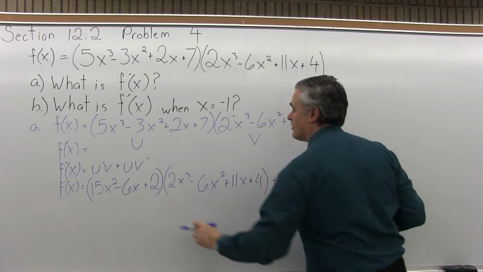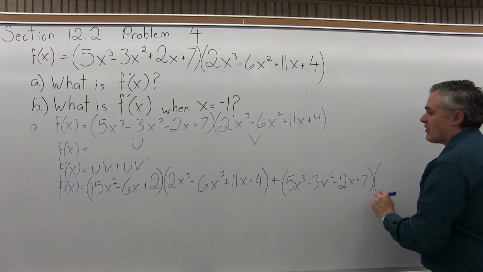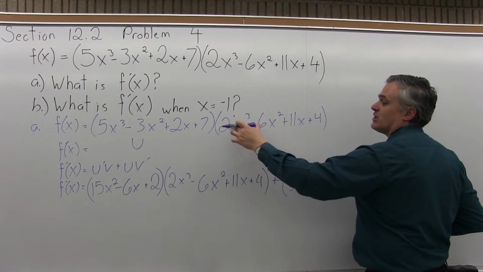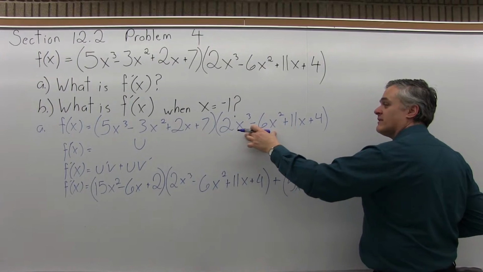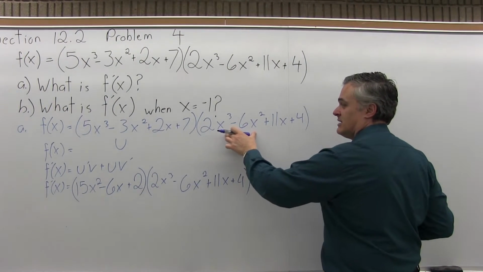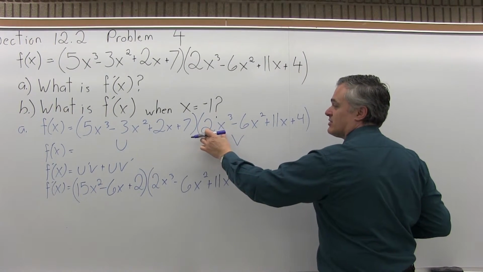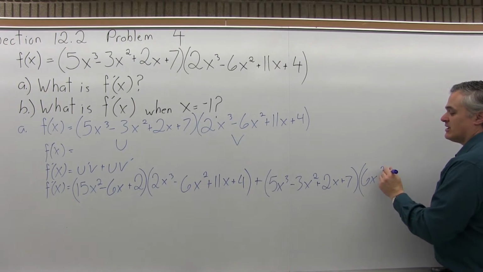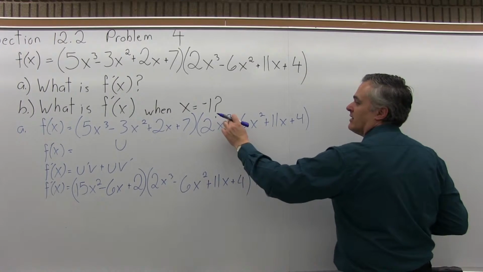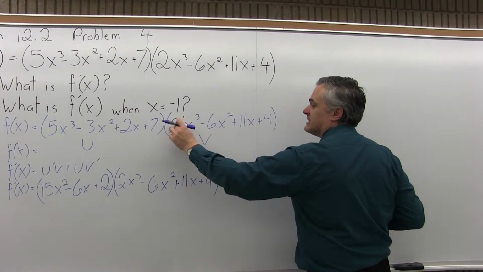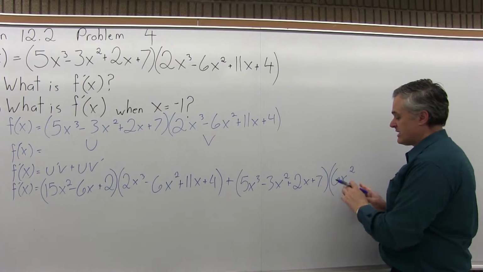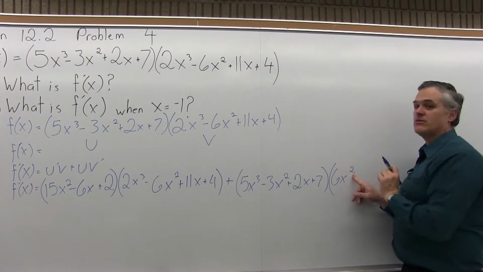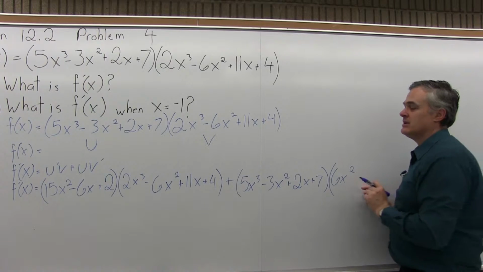And the last part of the formula is v prime. V is the second set of parentheses. So v prime will be the derivative of the second set of parentheses. So the second set of parentheses starts with a 2x to the third. The derivative of that is 6x to the second. Again, the exponent of 3 comes down times the number in front, which is 2. 3 times 2, there's my 6. X, one less power, the third power drops to a second power.